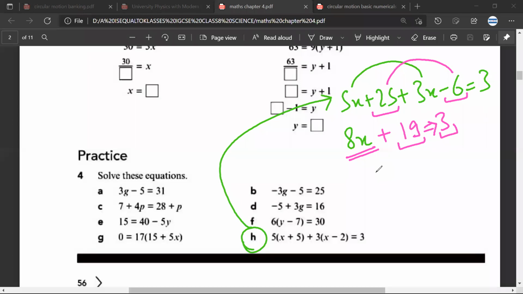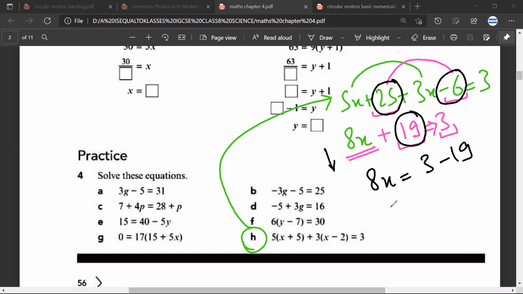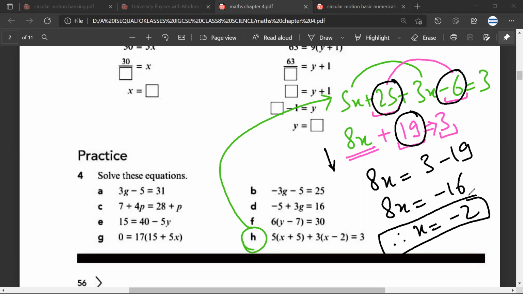Then sir, it would be 25 minus 6. Where did 25 come from, brother? 25 minus 6 is 19. Have you understood? Yes, sir. Now what should I do next? So then we have 8x is equal to 3. Then we have to take 19 to this side. So 3 minus 19. Very nice. Therefore, x is equal to minus 2. Any doubt? No, sir.